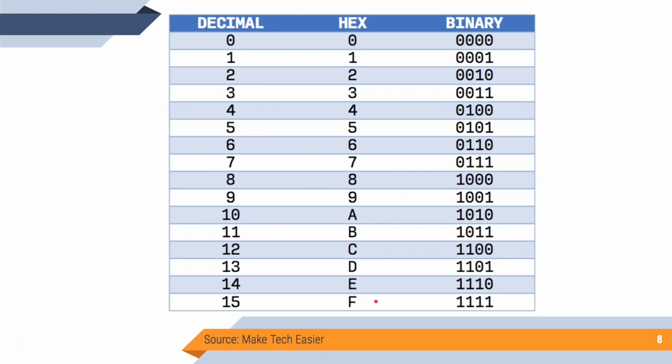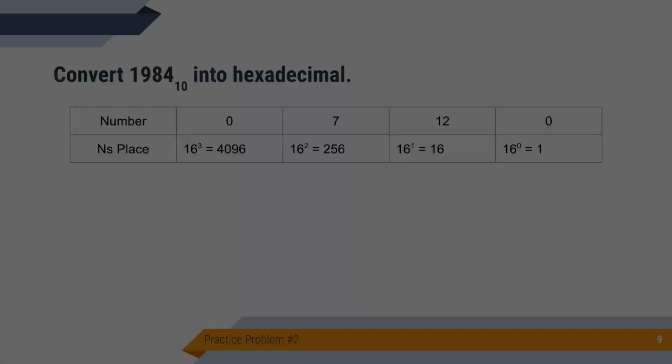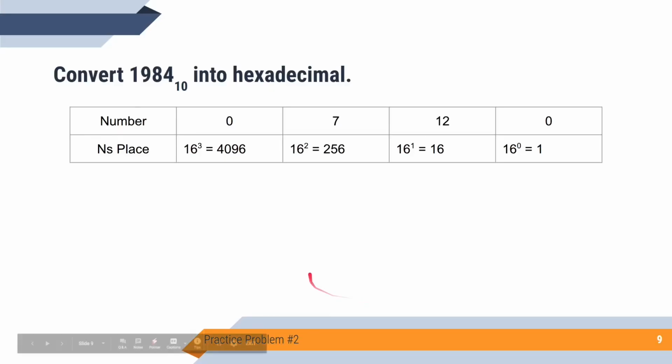So the best way I can show you how this hexadecimal works is through another example. I'm going to be converting a regular number, 1984, base 10. A number you're used to, probably the birth year of someone you know. And we have to convert that into hexadecimal.